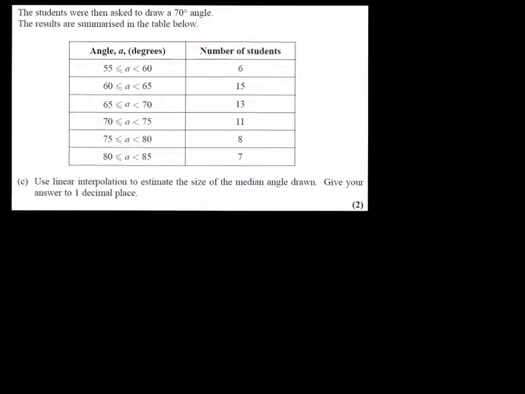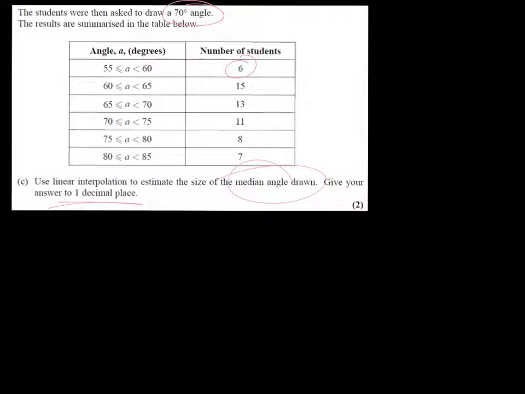Part C then is a return to linear interpolation. So this is probably the first question where you have a chance to get a little bit awry. We are given here the information on students who have been asked to draw a 70-degree angle, and we're provided with the results in the form of a table. So we've got 6 students here who drew an angle actually between 55 and 60 degrees instead of the one they were supposed to, etc. And we're asked to use linear interpolation to estimate the size of the median angle drawn, giving our answer to one decimal place.